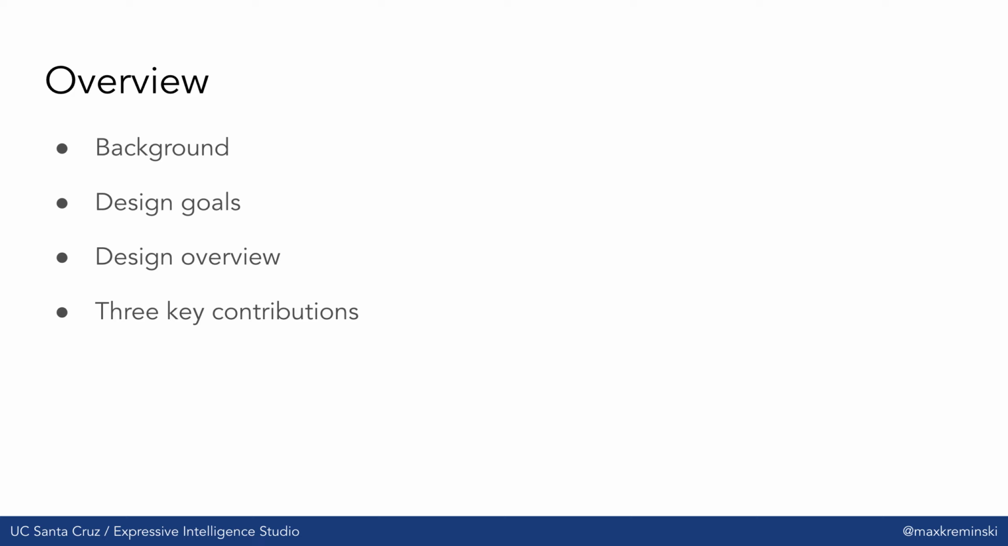In this talk, I'm going to go into some background as to what it is that we hope to build and why, talk about some design goals, then give a design overview of what we built so far, and then talk about three key contributions that I think are the most interesting things about Why Are We Like This so far from an AI and a design perspective.